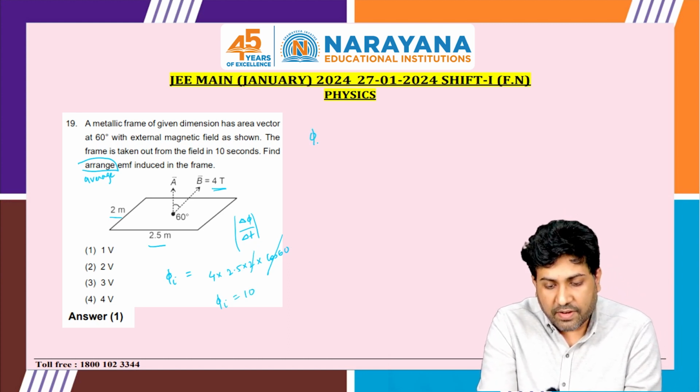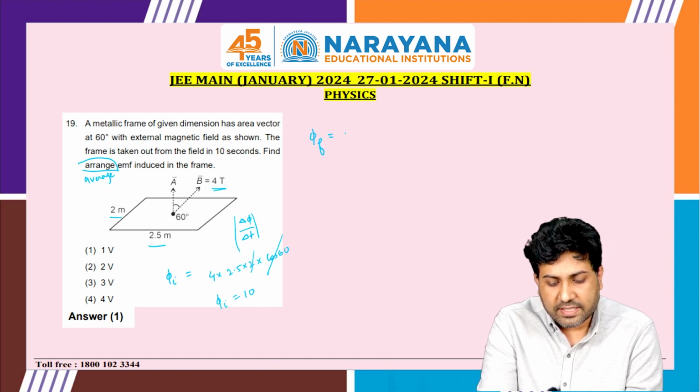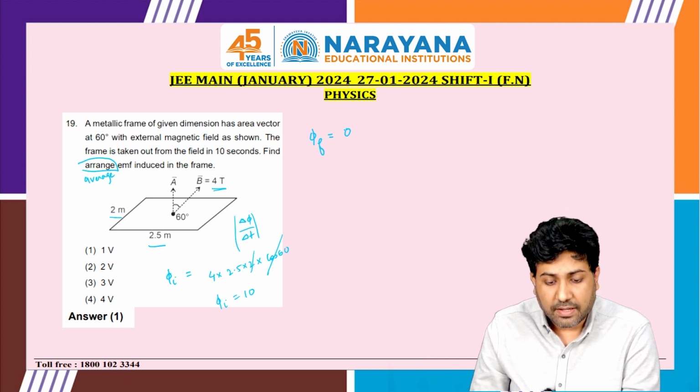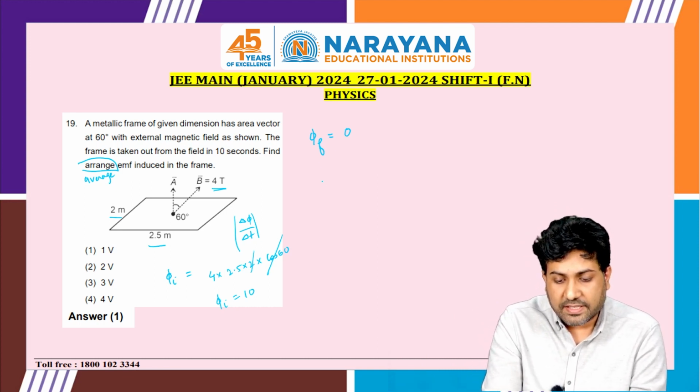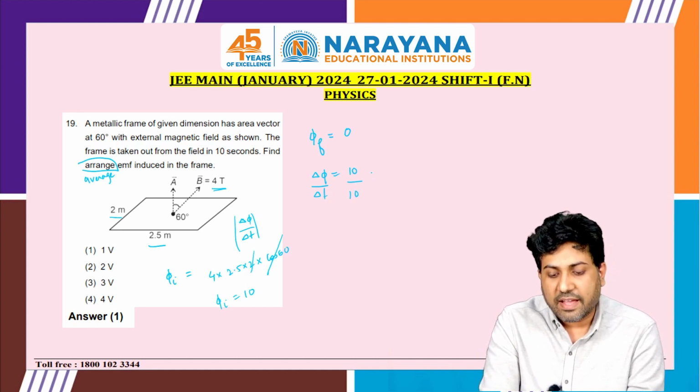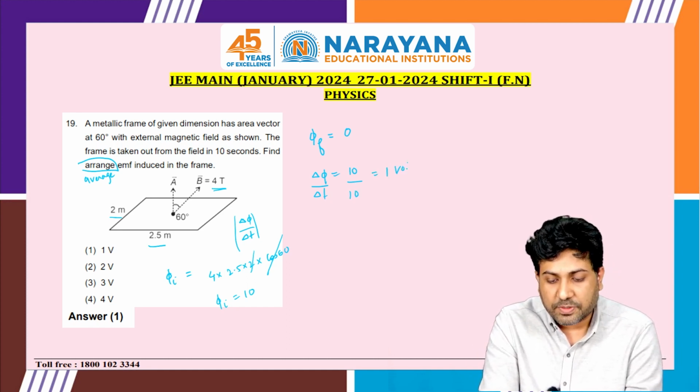What is the final flux? The final flux is 0 because it has been taken out of the field. So the final flux is 0. That means the change in flux is 10, and according to the question, the frame was taken out of the field in 10 seconds. So that means the average EMF is 1 volt.